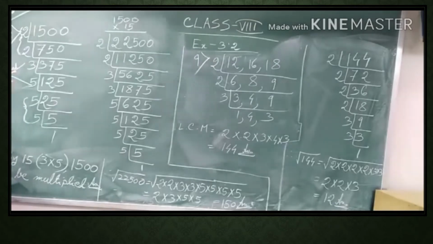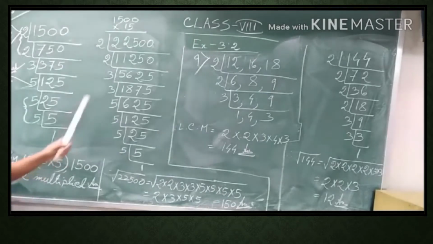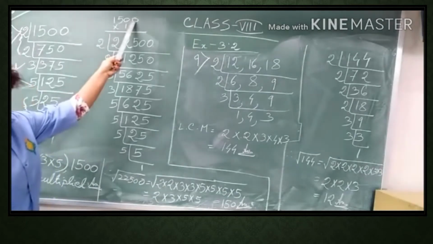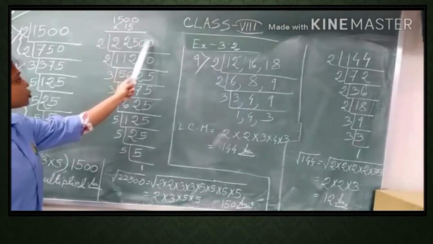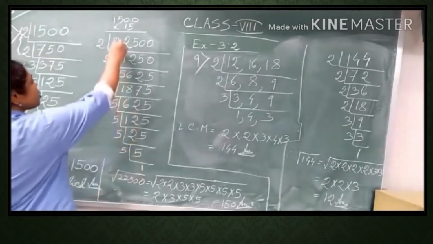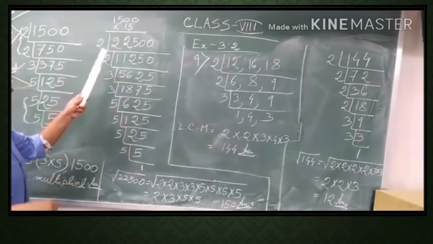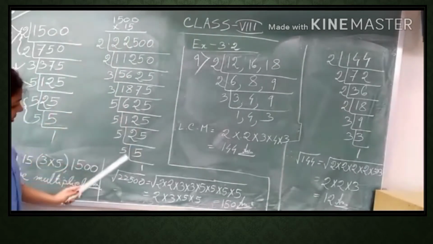These are unpaired numbers. That means if we multiply 1500 by 3 into 5, that is 15, you will get a perfect square. So therefore 1500 is to be multiplied by 15, that means within bracket 3 into 5. This is the first answer. Then you have to find out the square root after multiplying this number by 15. Then I have done 1500 into 15. It's coming 22500. So by 2, if we divide this, it is coming like this. So prime factorization method I have done.